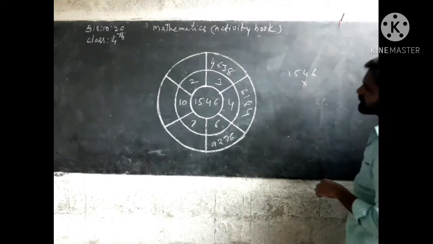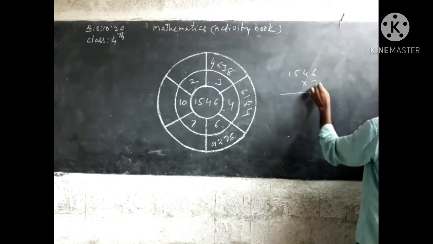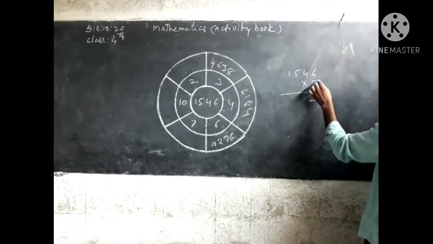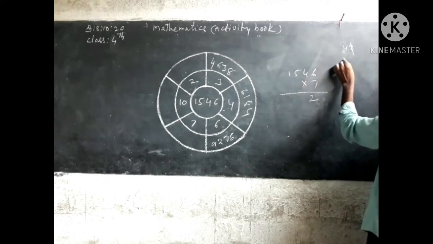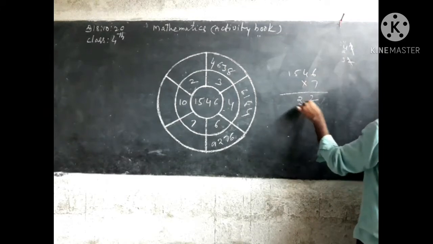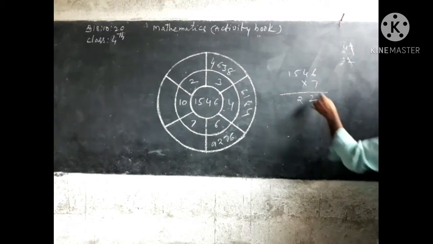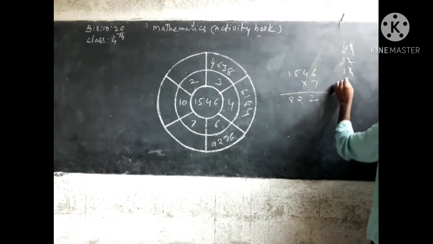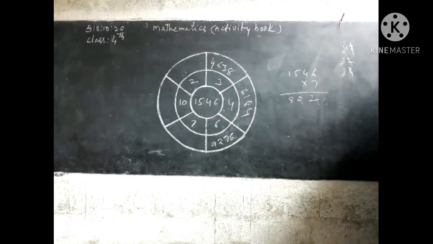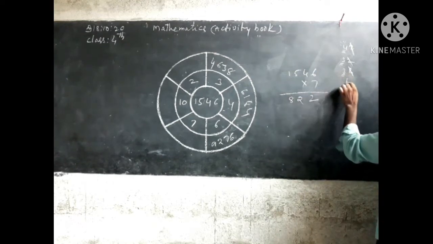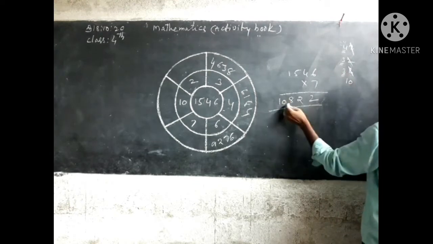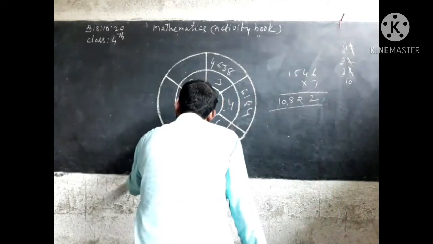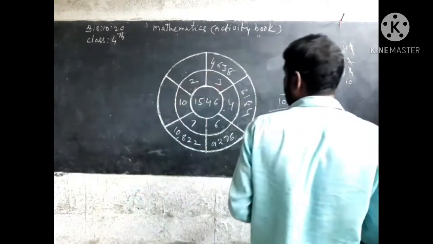1546 into 7. 7 6s are 42, 2 taking, carrying 4. 7 4s are 28 plus 4, 32, 2 taking, carrying 3. 7 5s are 35, 35 plus 3 is 38, 8 taking, carrying 3. Next, 7 ones are 7, 7 plus 3 is 10. 10,822. Now next.